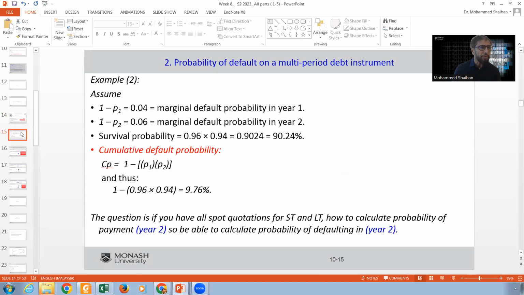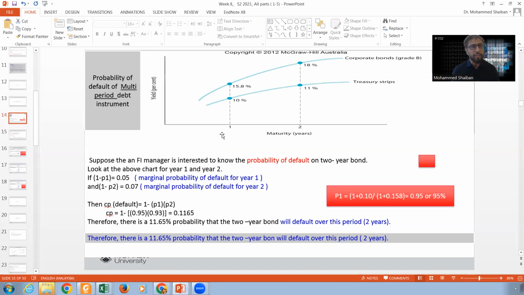The concept here, I think we talked about it when we talked about one period. One period is very straightforward. We just divide 1 plus I over 1 plus K to get the probability of payment. And if we get the probability of payment, we subtract it from 1 and we can get the probability of defaulting, because the probability of payment and the probability of default add up to 100%. If I get the probability of defaulting or the probability of payment, I can get the other one.